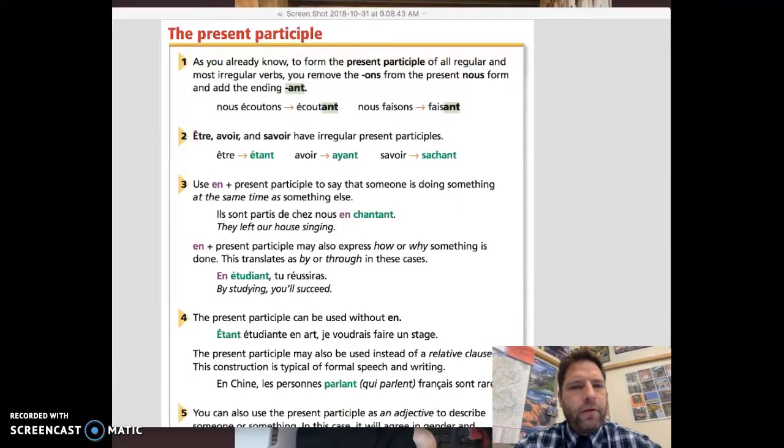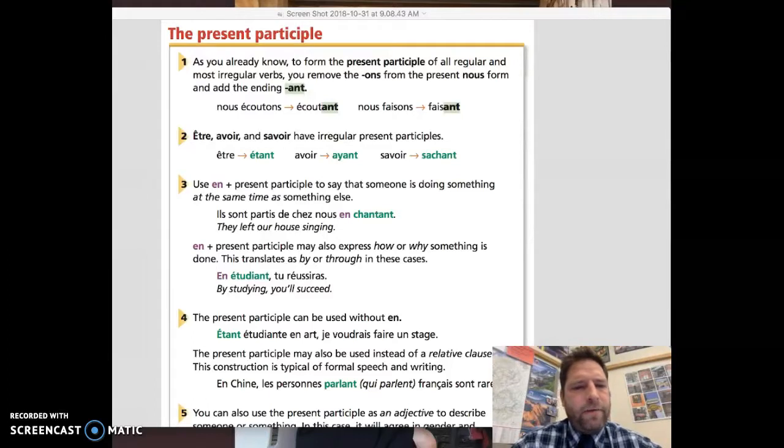So this is the present participle. Some of you may have seen it before, some may not. The basic formation is taking the nous form of any verb, cutting the ons, and then adding ant. So the examples they give you: nous écoutons becomes écoutant, nous faisons becomes faisant. In fact, they are spelled differently, but are homophones. They sound the same.